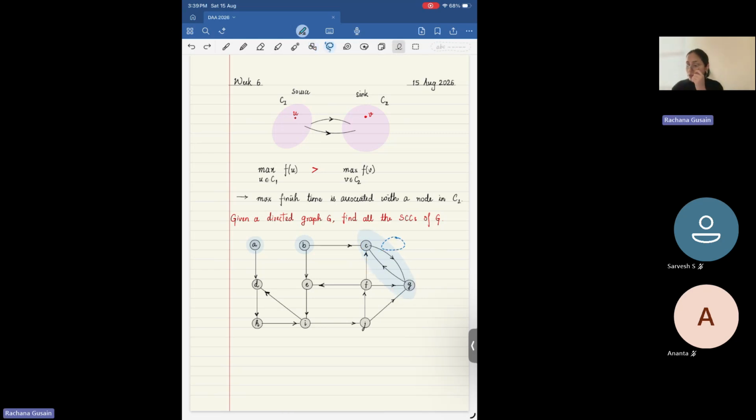Okay. So C and G together form a strongly connected component. What other components do you see in this graph? Okay, let me ask specifically, what about D, H, and I?